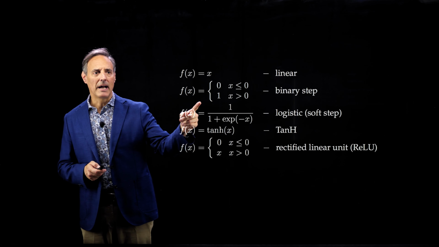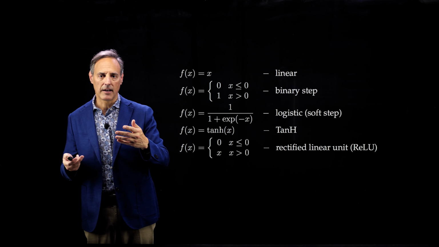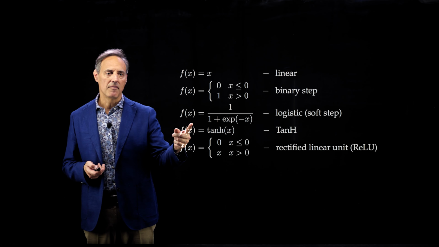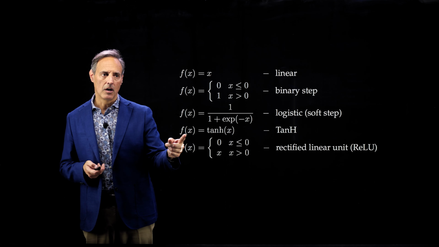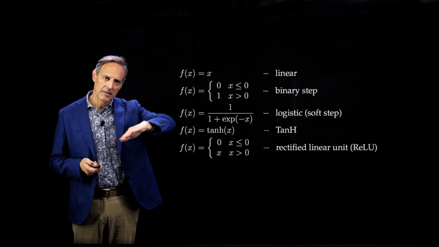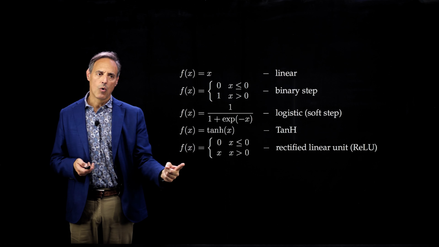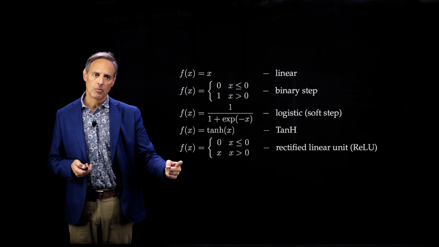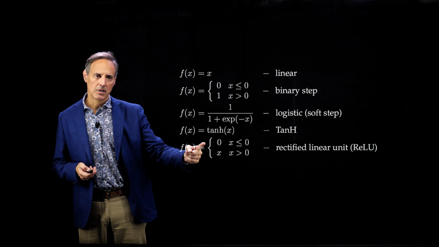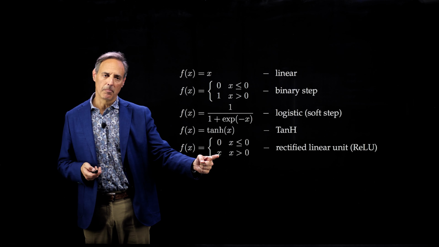You have a binary step here. It's 0 if x is less than 0, and 1 if it's bigger than 0. You have this logistic map, or logistic soft step, which does something like this, and it goes up and straight over. That's also what the tanh does. Or you have here, which is commonly used, ReLU, rectified linear units, which is 0 if x is below 0, and x if it's above 0.